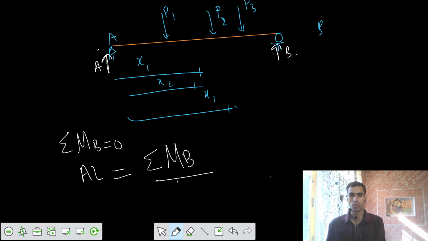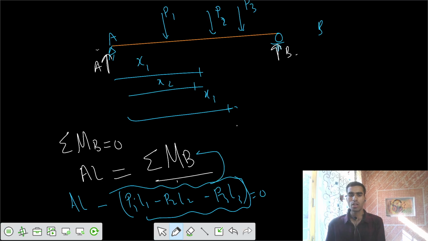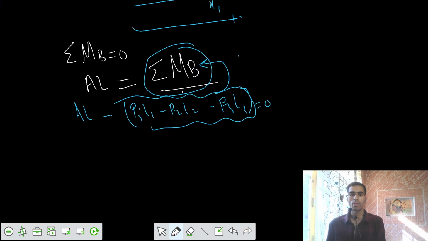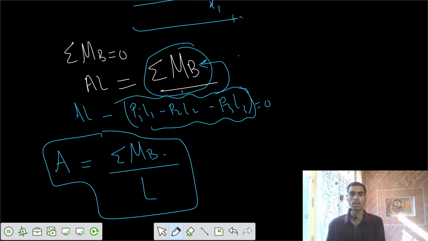I would show you that. If I write A into L as clockwise, then we have minus P1 L1 minus P2 L2 minus P3 L3 equals 0. Then I have this value. I can name it summation of moments about point B because of the loads in the simply supported beam, where this one is your summation of MB in the simply supported beam. So if I write the value of A, can you tell me what it is? The value of A equals summation of MB divided by L. Let's keep it for now.